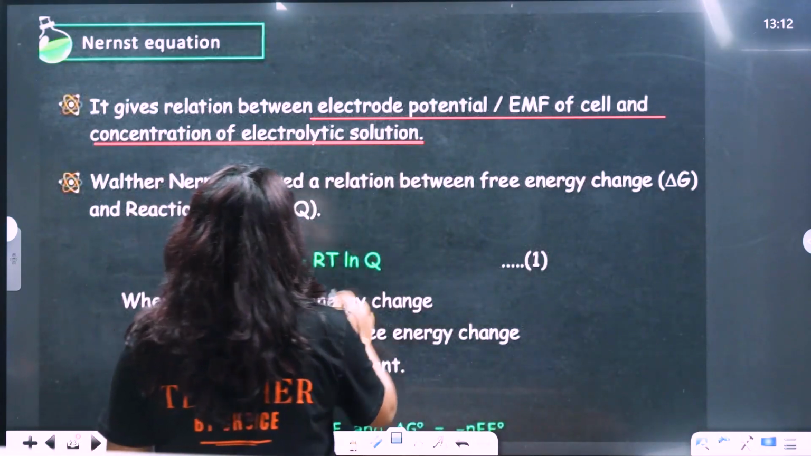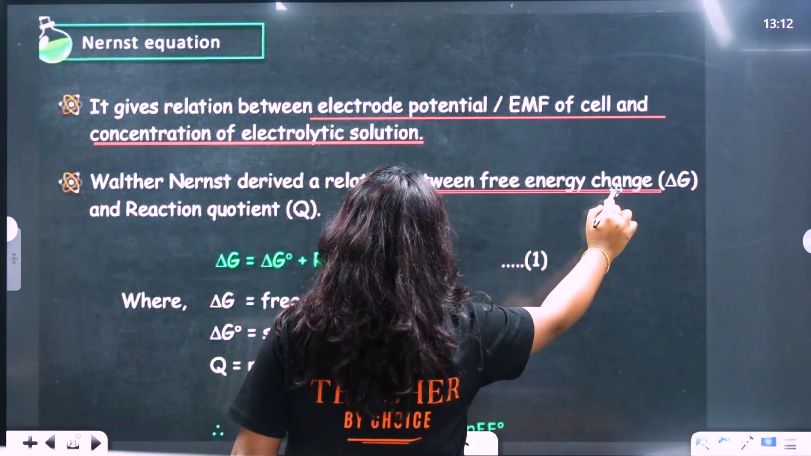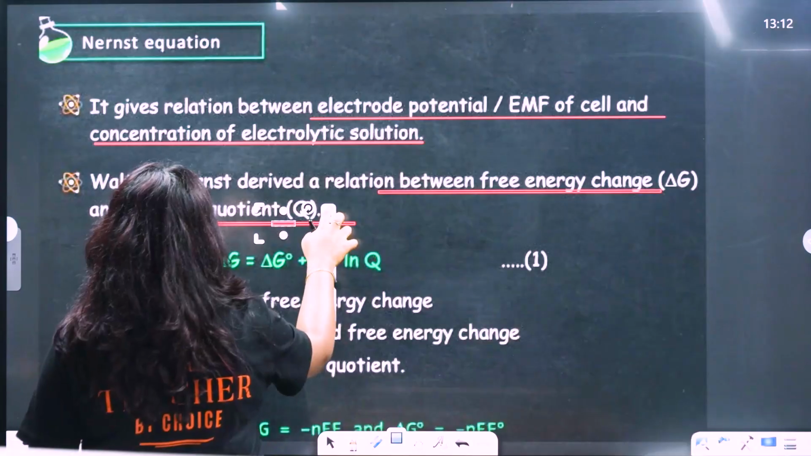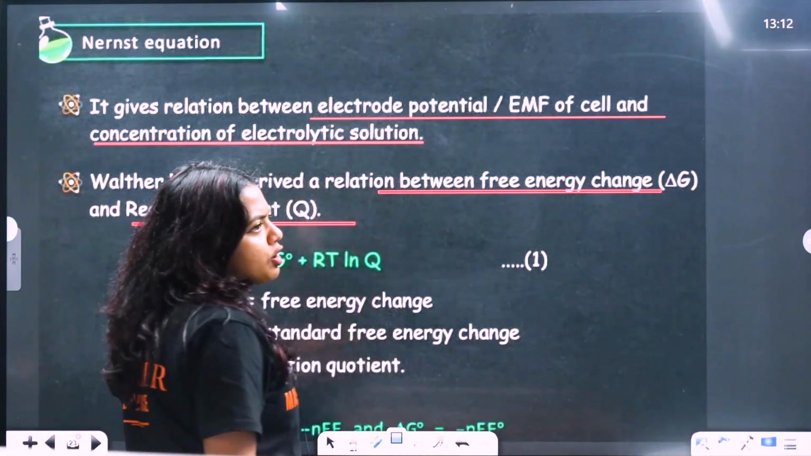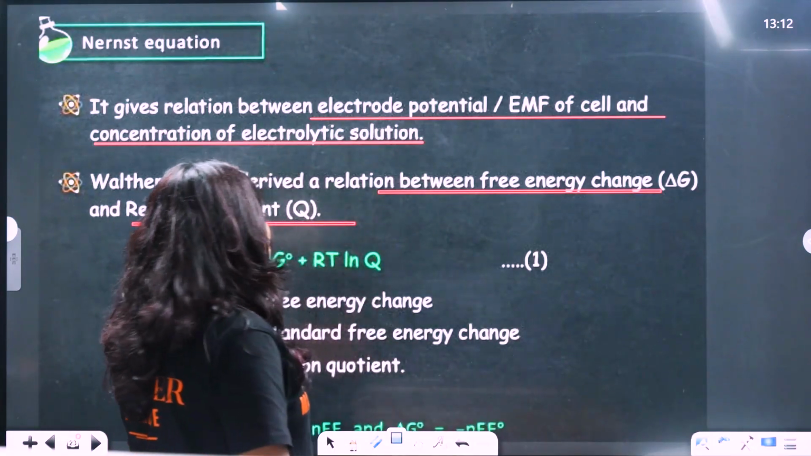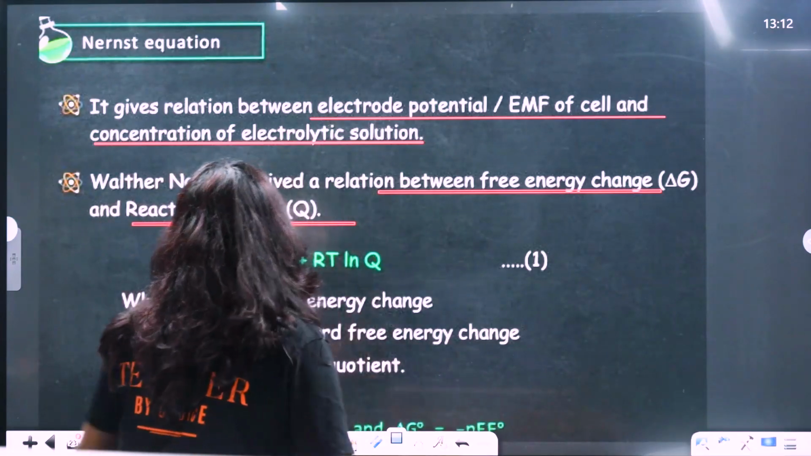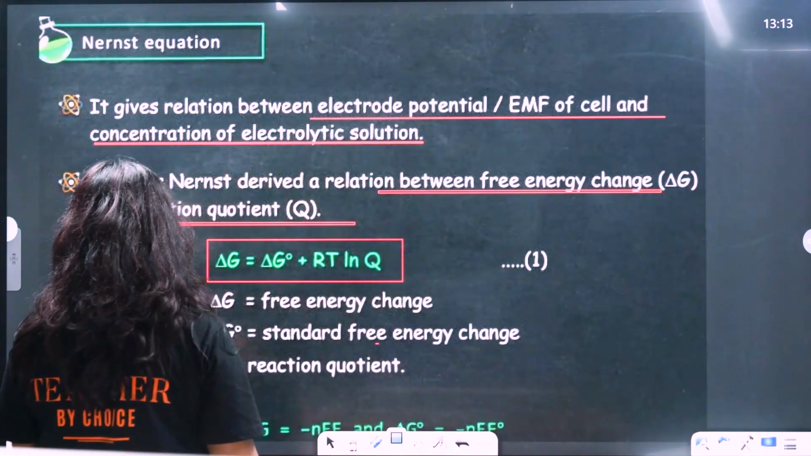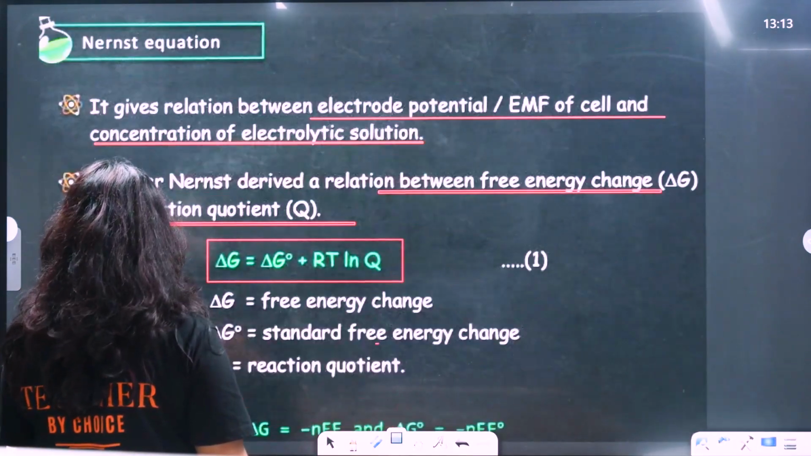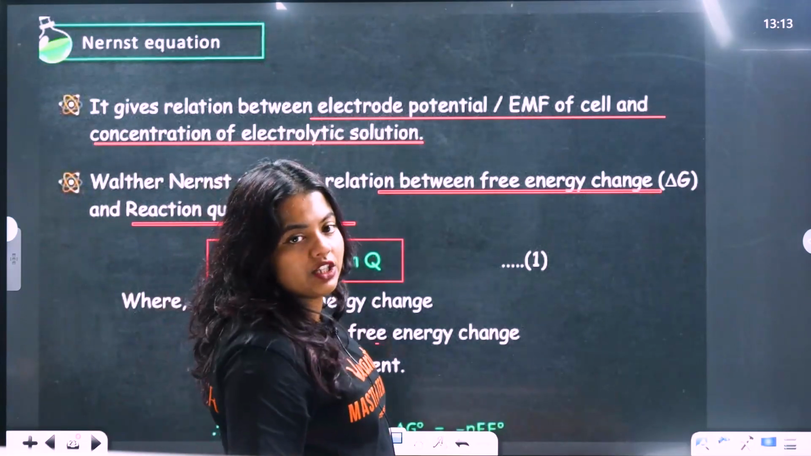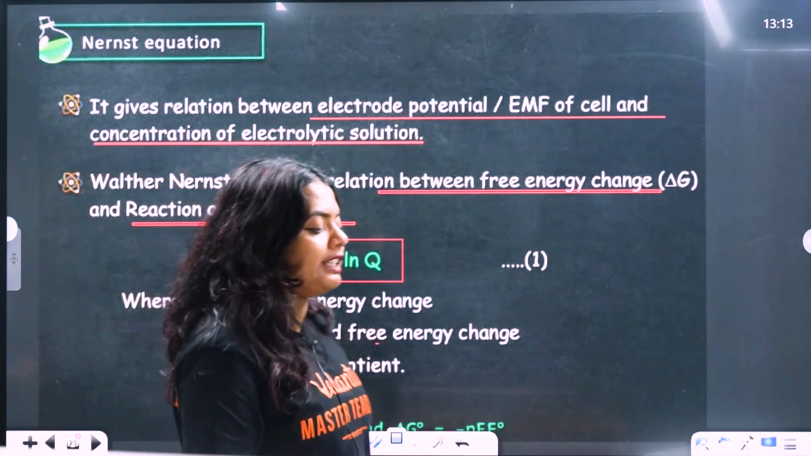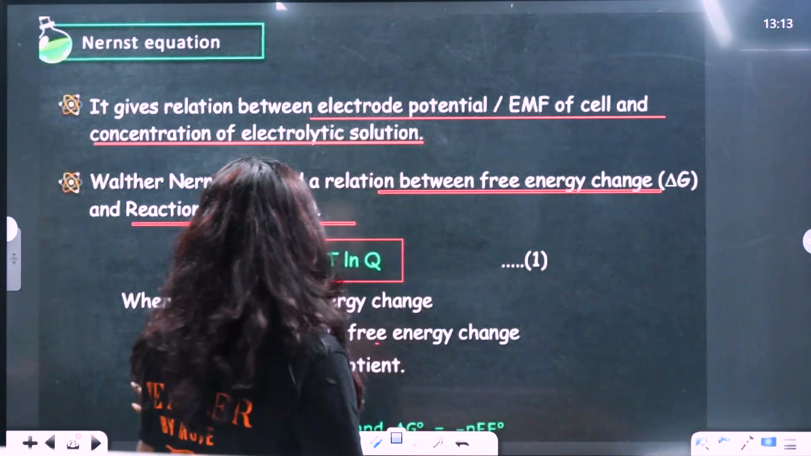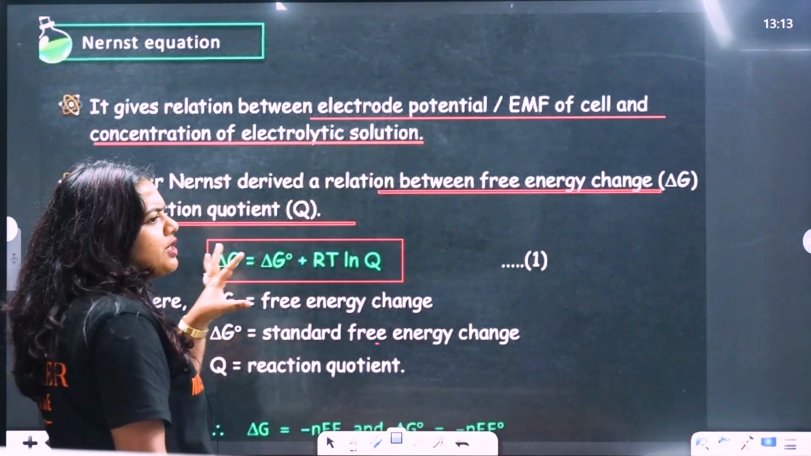The Nernst equation is derived from the relationship between the free energy, which is delta G, and the reaction coefficient, which is Q. You remember the reaction coefficient, and the equilibrium constant. So always remember, this is the first equation. Under standard conditions, delta G is equal to delta G naught plus RT ln Q. Not many questions have been asked from this equation.